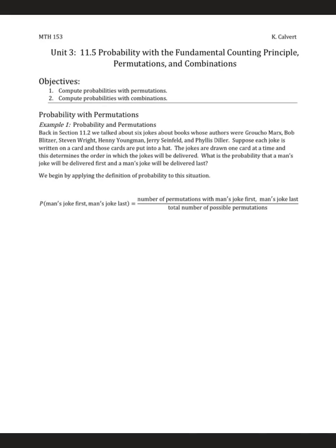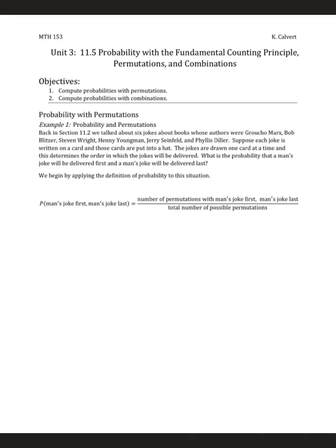I recommend you pause the video, read through them on your own, and then restart the video again, because I'm not going to read through everything to you. We have two main objectives today: to compute probabilities with permutations and then compute them with combinations.